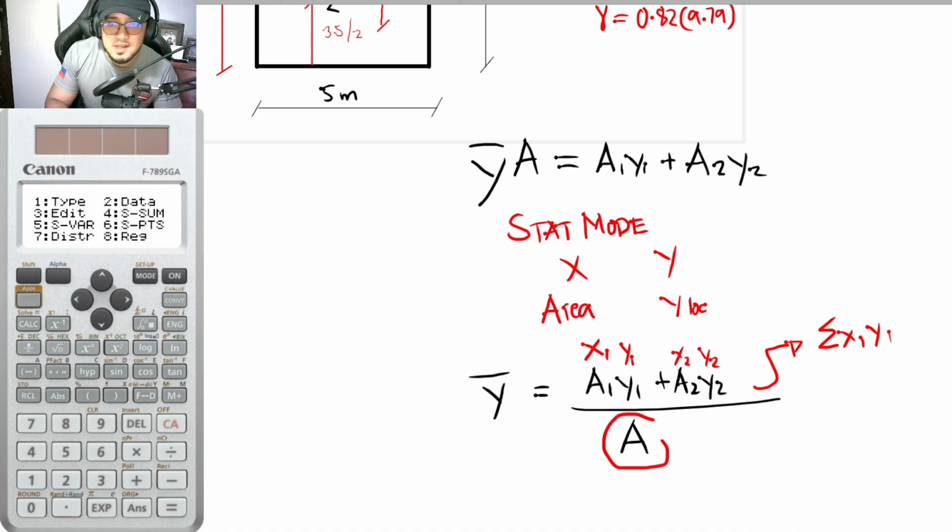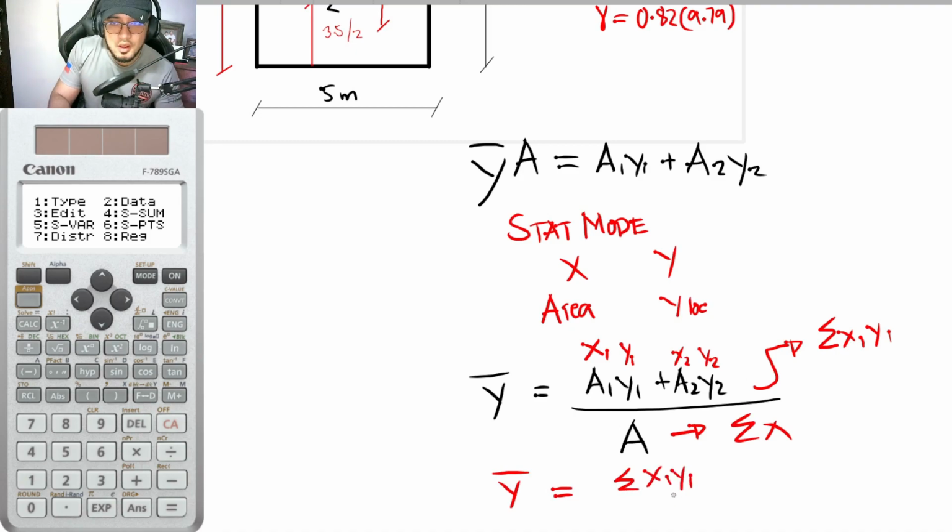And as for area, since this is the total area, area is equal to area 1 plus area 2, and if there is area 3 and area 4, then of course we would be adding all of them. And in stat mode, we can conclude that A is the summation of X. So with this being taken into consideration, our bar Y is now equal to the summation of XY divided by the summation of X.